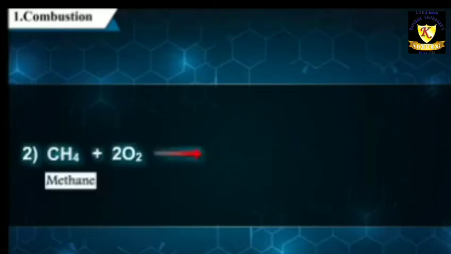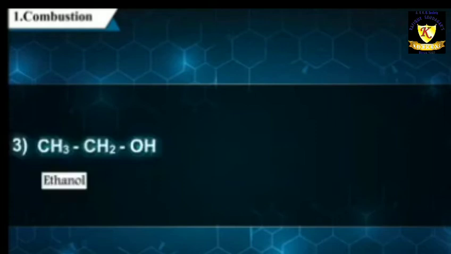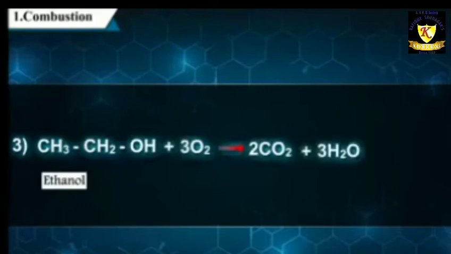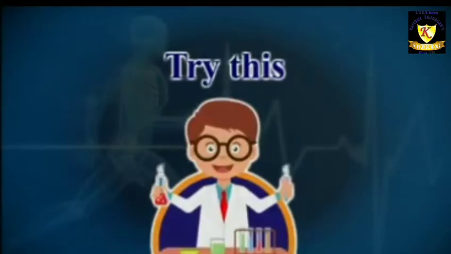CH4, that is methane, plus 2O2 gives us CO2 plus 2H2O plus heat and light. Third, CH3CH2OH, that is ethanol, plus 3O2 gives us 2CO2 plus 3H2O plus heat plus light. Okay? Now children, try this.